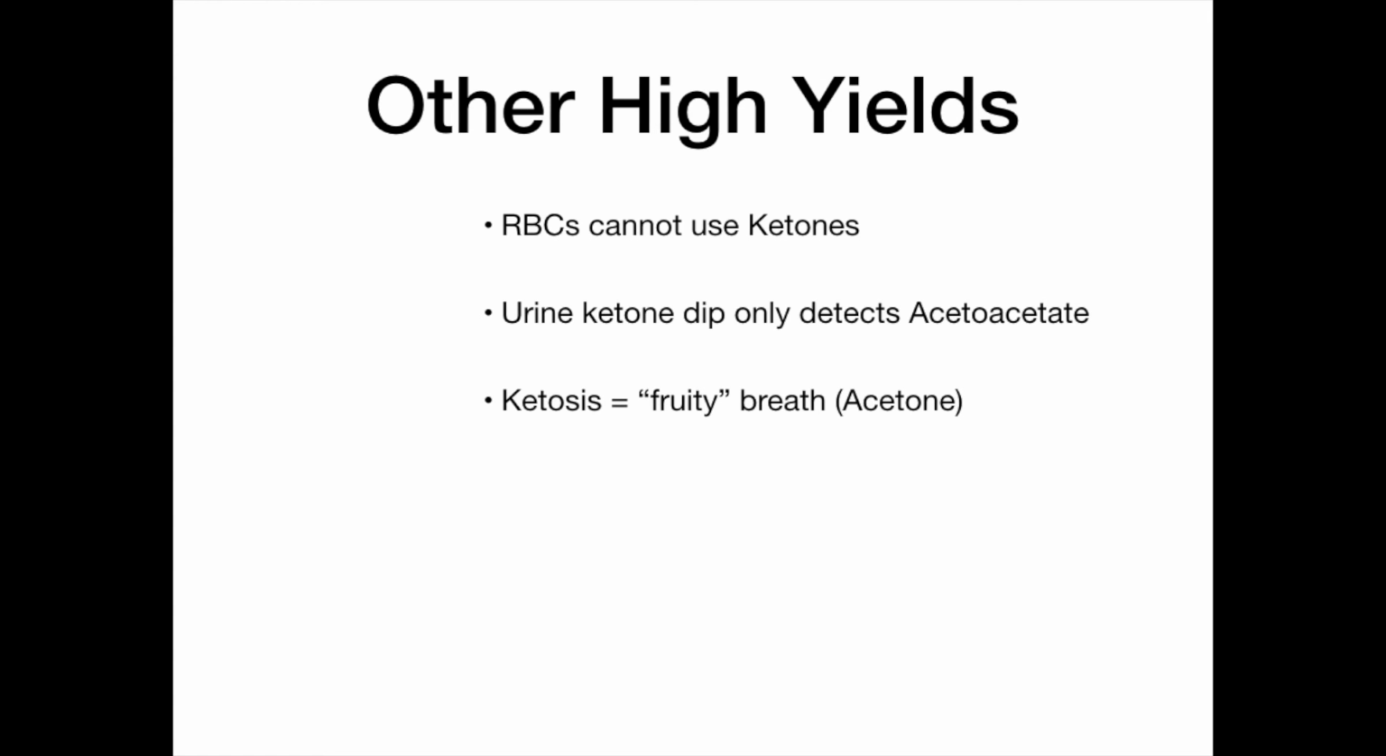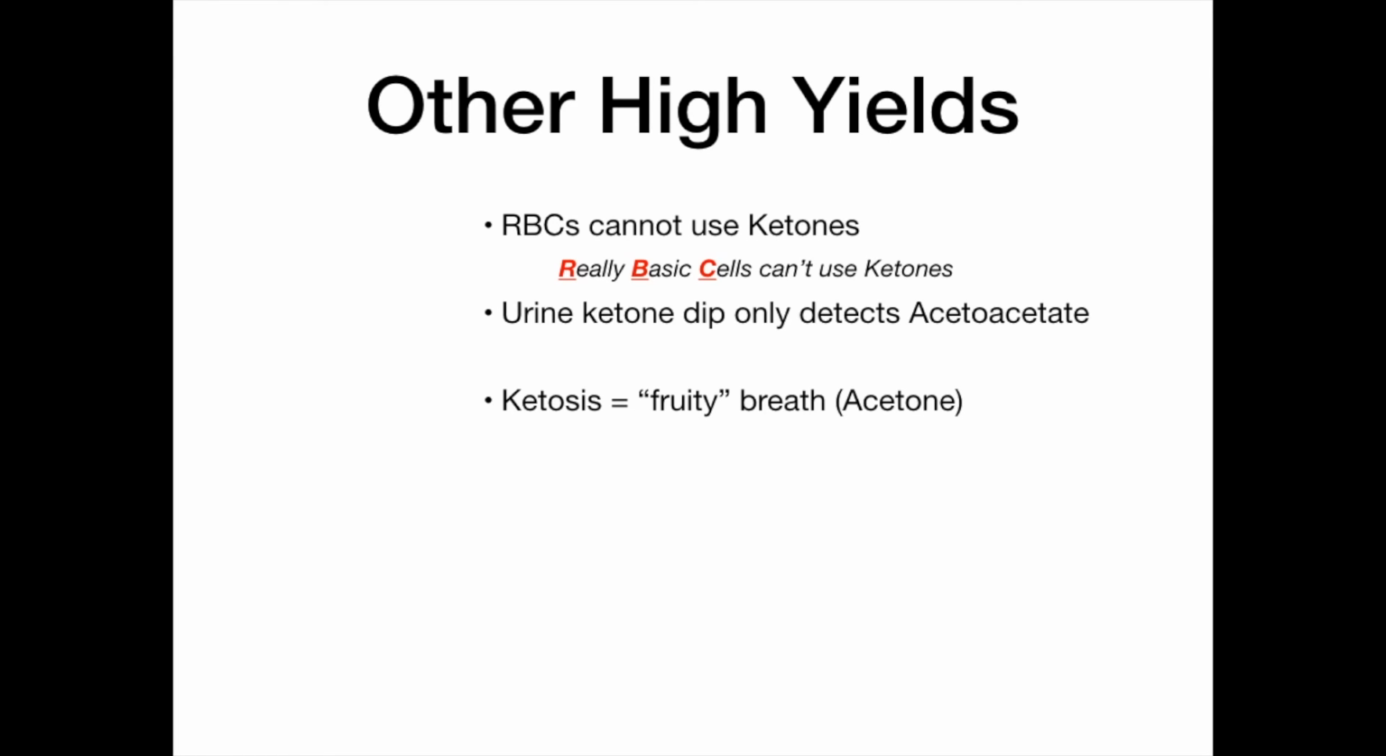The other high yields that you should know is that red blood cells cannot use ketones. And the way that I remember this is that RBCs are really basic cells, and really basic cells can't use ketones because they're just so basic. Second point is that urine ketone dips only detect acetoacetate. So we have dipsticks that you can dip in someone's urine, and you can see how many ketones are in the urine.